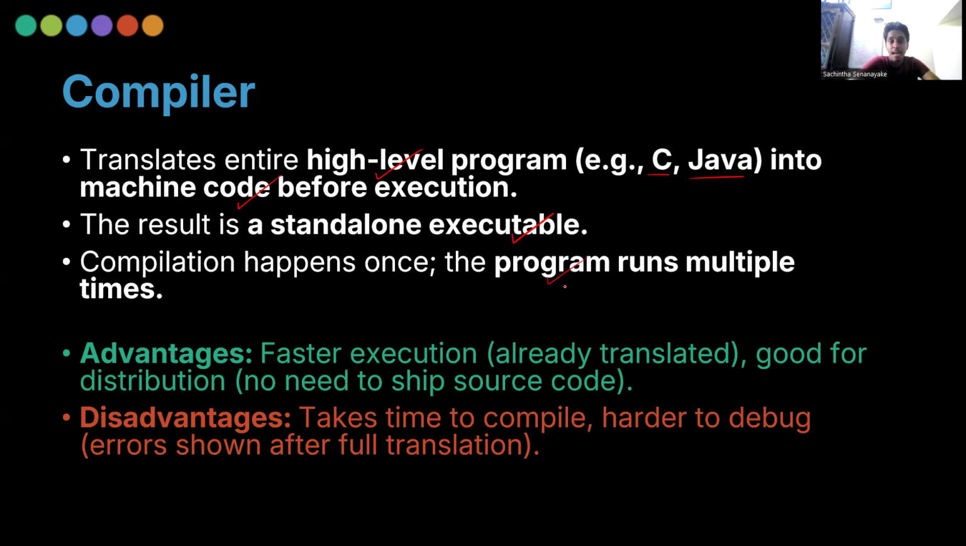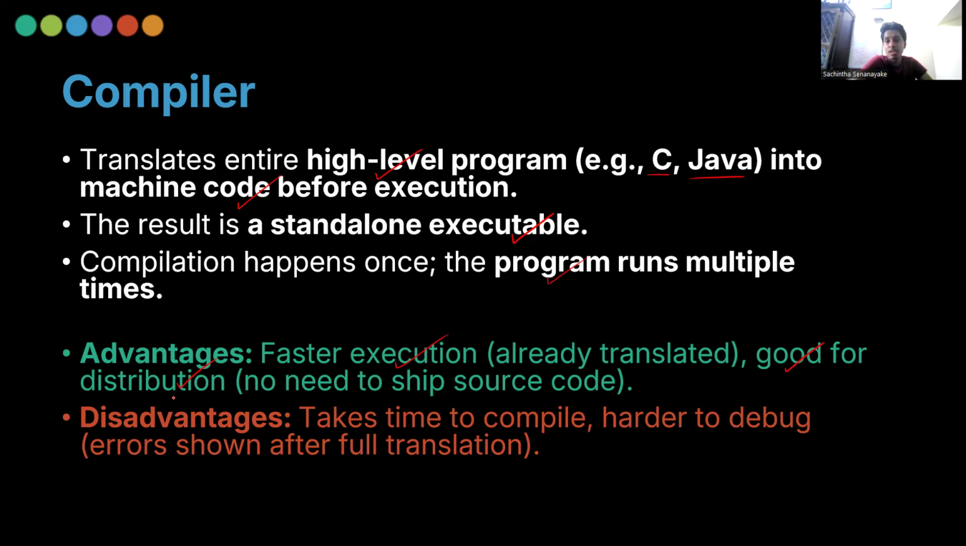And as far as a compiler is concerned, there are several advantages. Number one, it leads to faster execution because the code is already translated. You translate the code and then run it. You don't translate line by line as in an interpreter. It's good for distribution. This is a very, very important point because they sometimes ask you in the exam what choice is better for a particular situation. Is it a compiler or a translator or an interpreter?